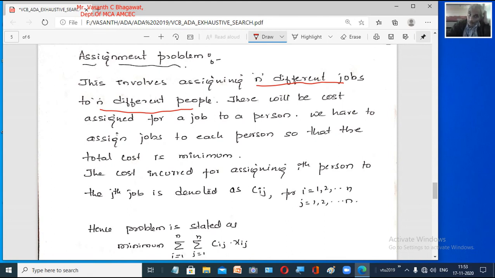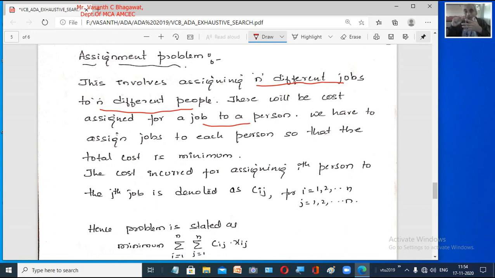Now this is what this particular assignment problem says. So you are supposed to assign n different jobs to n different people. Now there will be a cost assigned for a job to a person. Now what is this cost? As I told, how much time, right? So if I assign job 1 to employee A, how much time does he take? If I give job 1 to A, it takes 10 hours, if I assign the same job to B, he may take 8 hours, C may take 5 hours, D may take 15 hours.